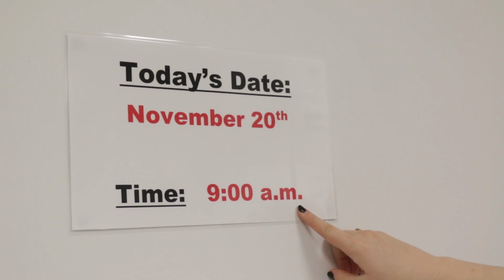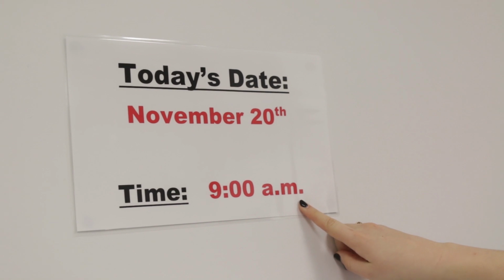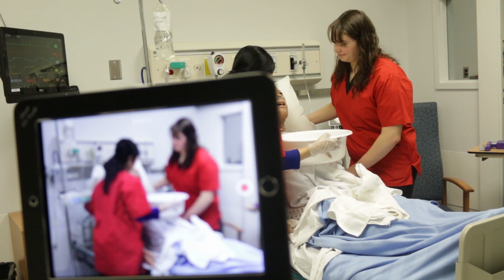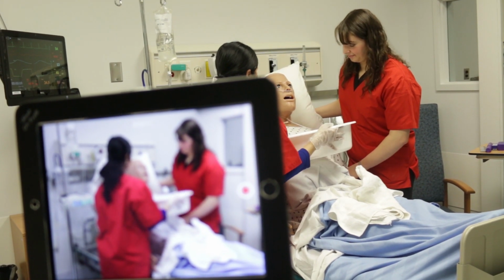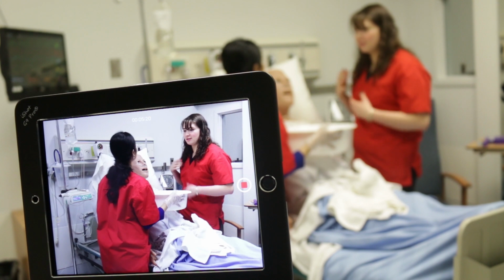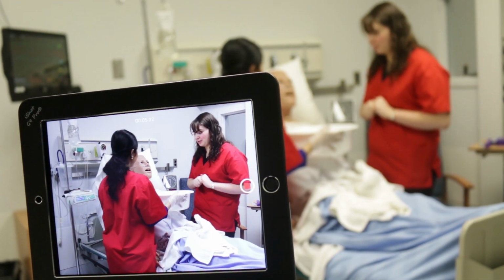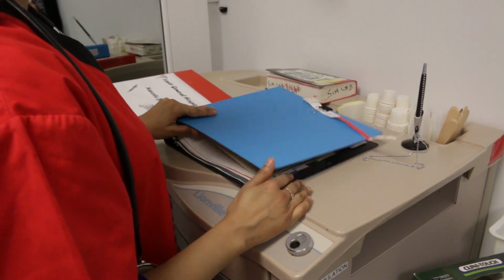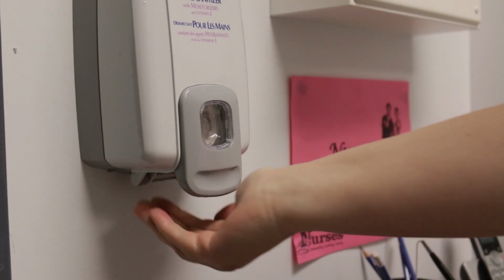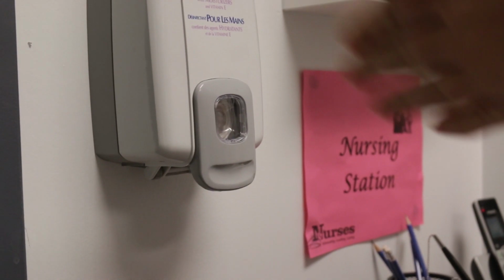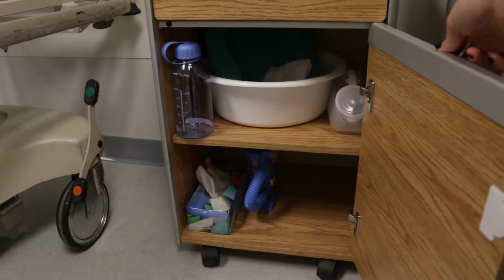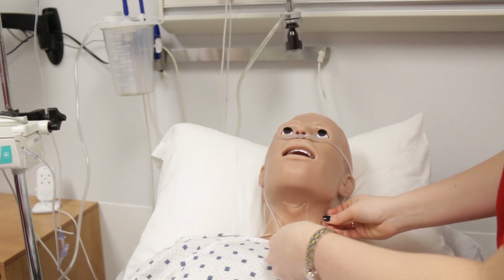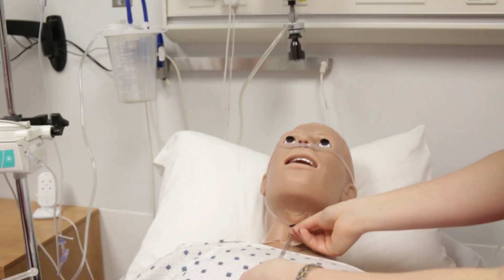The date and time of each simulation is written on the wall in the patient's room. Remember to use this time unless otherwise directed. The simulation is videotaped using an iPad. It will be located in the corner of the patient's room. You can keep the patient's chart on the desk and refer to it as needed. Hand sanitizer is on the wall. The bedside table contains hygiene supplies, a bedpan, and a urinal. Oxygen meters and suctioning setup are fully functioning.